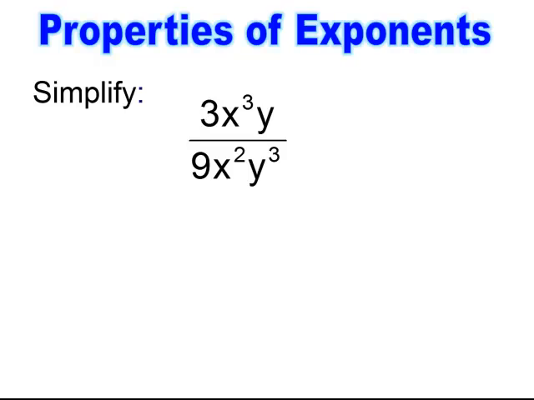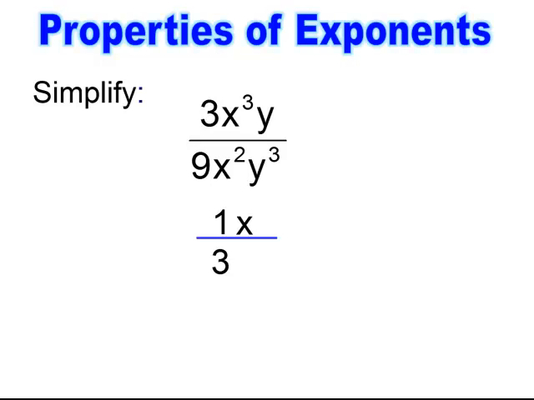Pause and try. So again, I'm writing my line. I'm simplifying the 3/9, and it's going to be 1/3. And then the x to the third, x squared, the higher exponent's on top, I'm going to subtract, and it's going to stay up top.